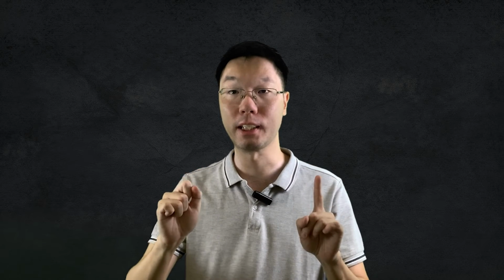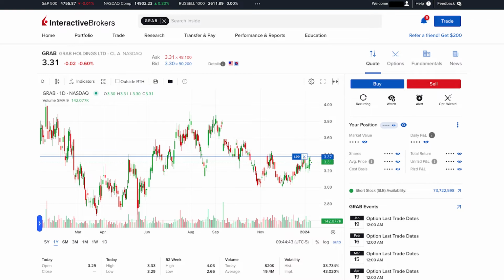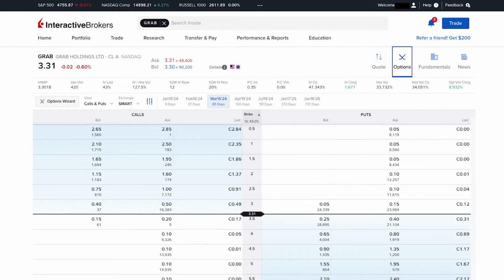So now you can sell covered calls and buy write options in IBKR, but you also need to own 100 shares in order to do the transaction. So here's a quick tutorial on how to sell covered calls. We'll use Grab as an example. And now we're in the options chain of Grab.